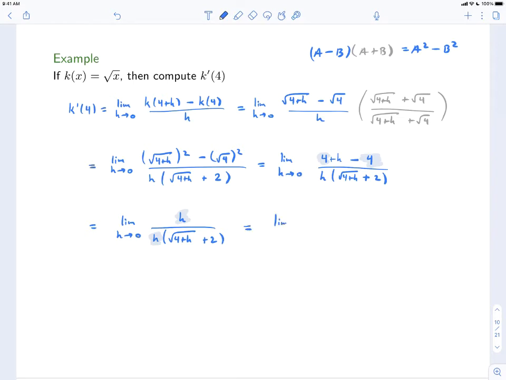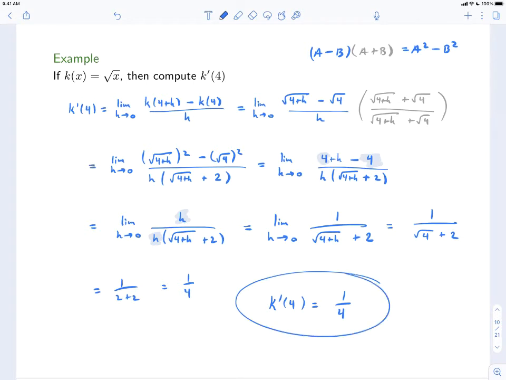And you just have the limit as h goes to 0 of 1 over the square root of 4 plus h plus 2. Now there is an h in the denominator, but notice that as h goes to 0, you don't end up with the denominator going to 0. This is the square root of 4 plus h. So when h goes to 0, this just becomes the square root of 4. So we end up with 1 over the square root of 4 plus 2. Now the square root of 4 is 2. So this is 1 over 2 plus 2, which is 1/4. So k prime at 4 is equal to 1 over 4. And that's our answer.